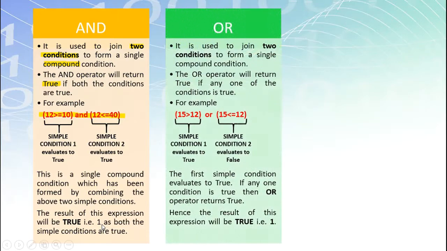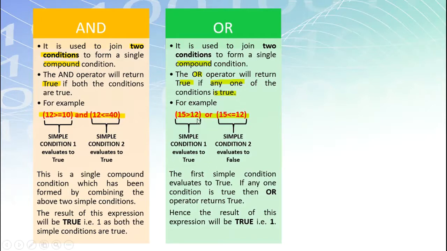Let's now discuss the OR operator. Just like the AND operator, the OR operator also joins two simple conditions to form a single compound condition. But the OR operator returns true if any one of the conditions is evaluated to true. Let's see the example. 15 greater than 12 or 15 less than equal to 12. This expression is a single condition that has been formed using the OR operator.